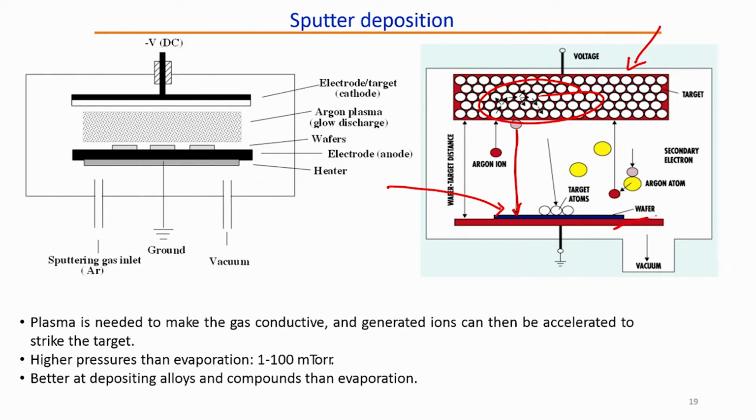Our substrate is a wafer, right. So every time when you have a high vacuum, this phenomenon occurs. Under introduction of argon, there will be plasma generated, and these argon ions will dislodge the target atoms, and these target atoms would travel towards the substrate or wafer, creating a film. The advantage of this particular system is that we can deposit alloys and compounds better than the evaporation technique, better than E-beam evaporation as well as thermal evaporation.